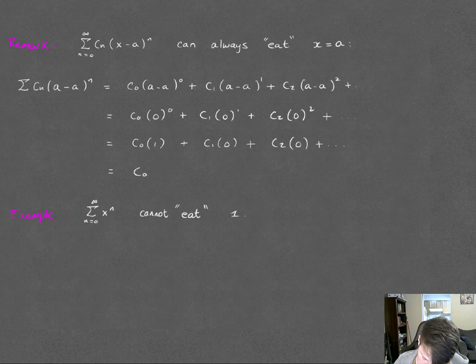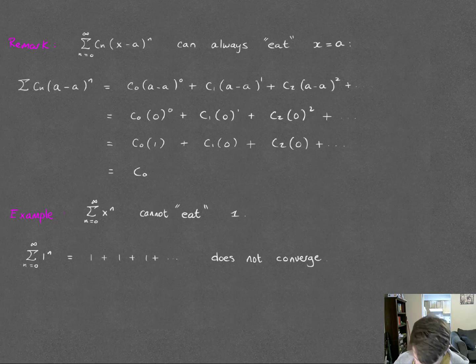Example, the sum from n equals 0 to infinity of x^n cannot eat 1. If we feed this thing 1, what happens? Well, it spits out 1^n, but 1^n is always 1. So we get 1 plus 1 plus 1, and so on. And this does not converge. It'll diverge to positive infinity.